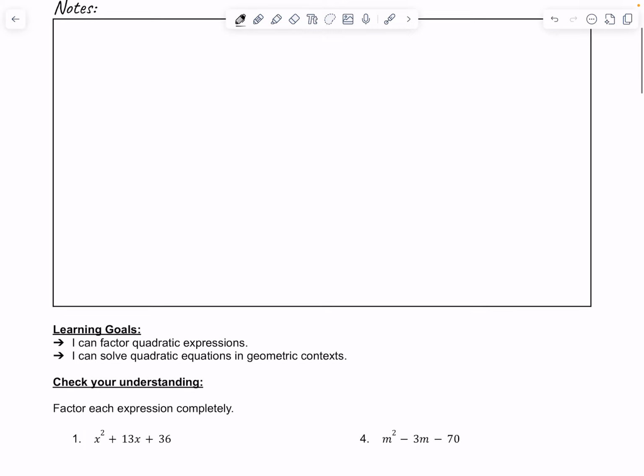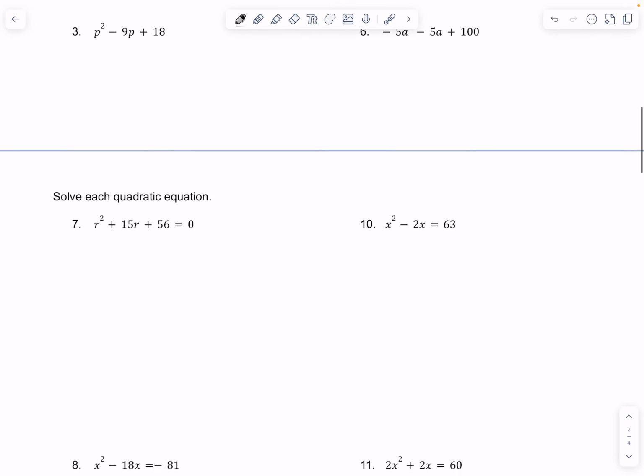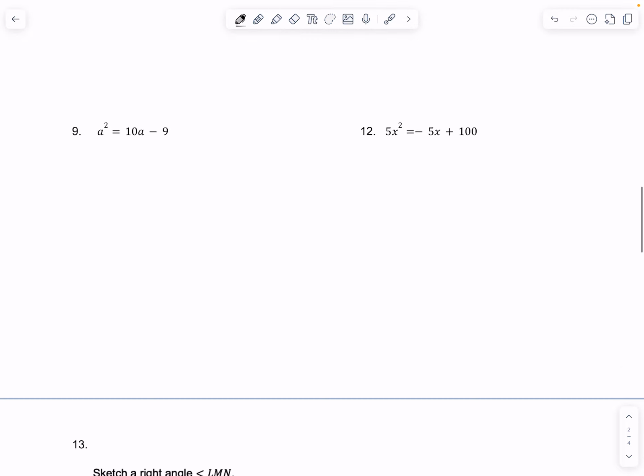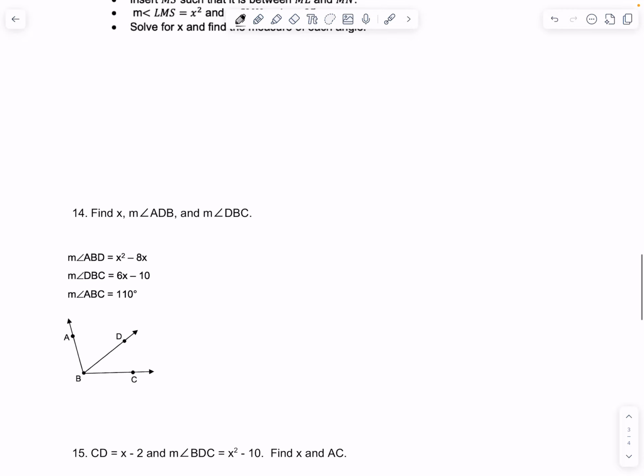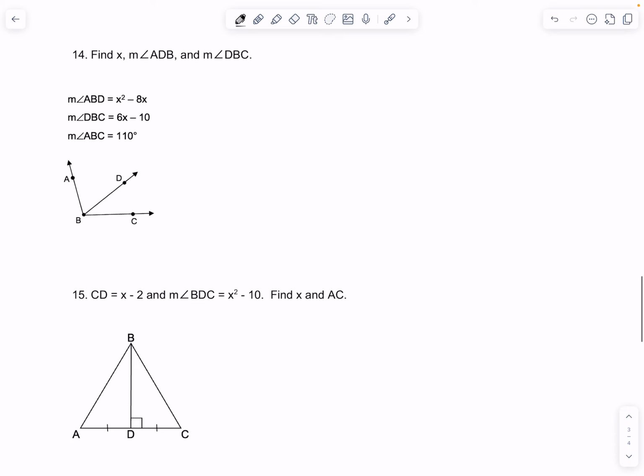So I'm going to skip all of these. You can check out my key to make sure that you understand how to factor all of these to solve them. And I'm going to head to number 14. So I'm going to do 14 until the end for this video.